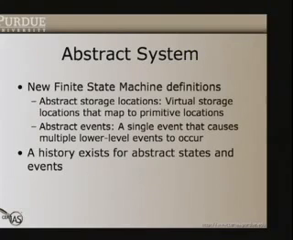So to define the abstract system, we actually have to define new finite state machines for various levels of abstraction. The details we're going to skim over for this discussion. If you want them, they'll be Friday morning. But there are two notions we're talking about here.